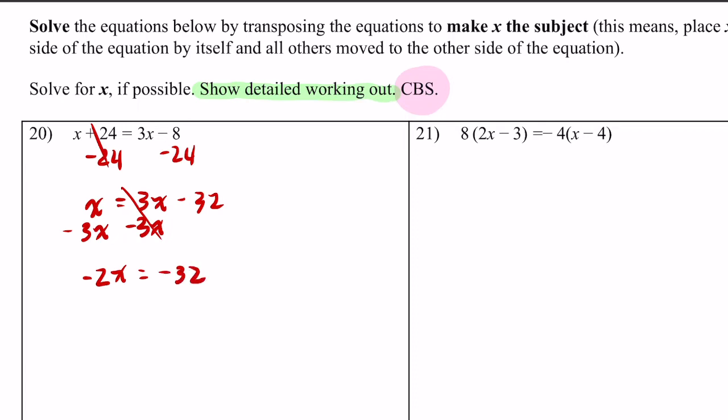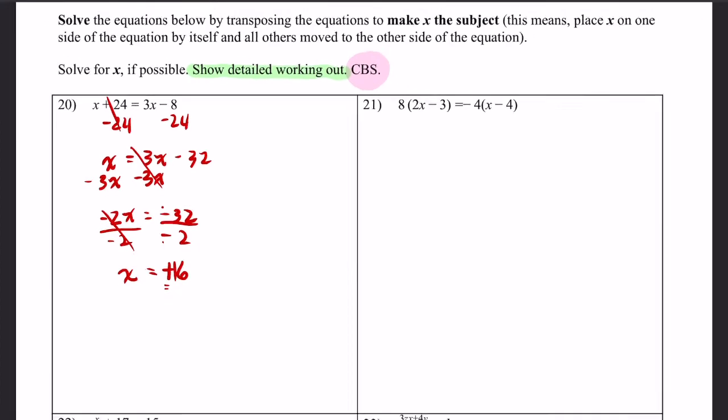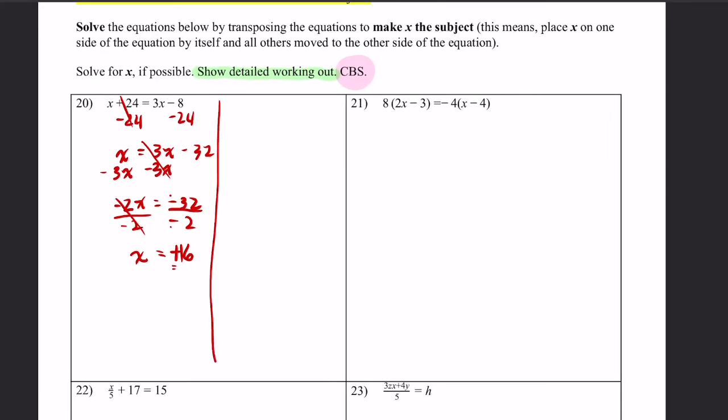Now you can divide. Remember, add or subtract everything that you can add or subtract first before multiplying or dividing. So now, divided by negative 2, divided by negative 2, x is equal to positive 16. Why? Because negative divided by negative is positive. So now, let's do the CBS.